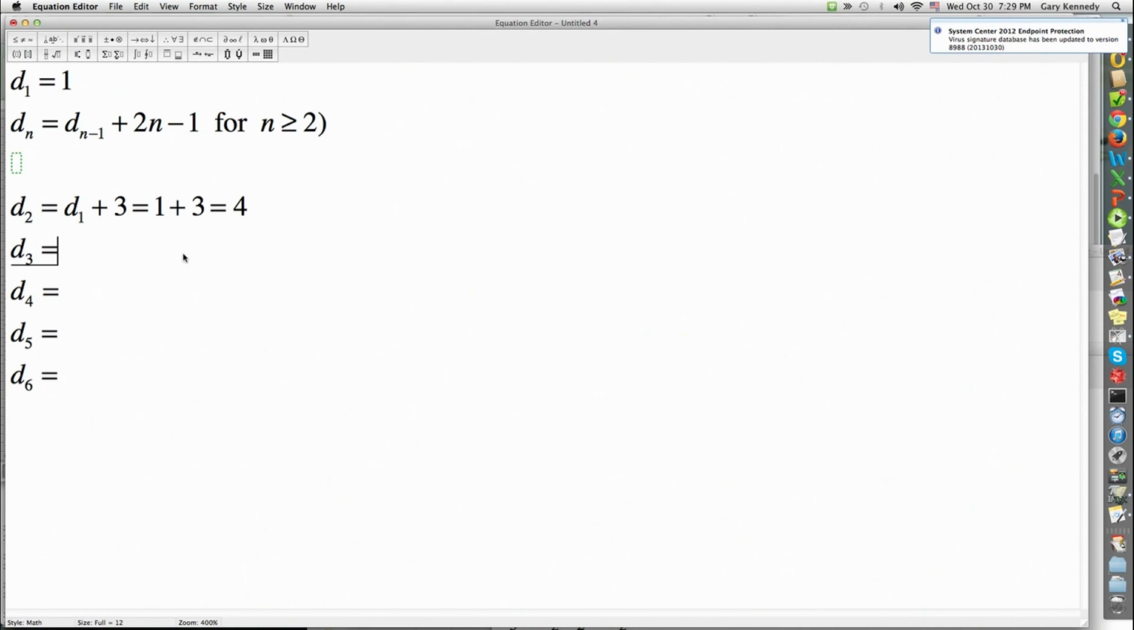Okay, what about D3? Well, again, we're going to employ the recursive formula when n is 3 now. So this says D3 equals D2 plus what number? Don't say 3, because in fact, you don't want to be adding 3. It should be 2 times 3 minus 1. That's a 5. Okay, so D3 is D2 plus 5, and that is 4 plus 5, which is 9.